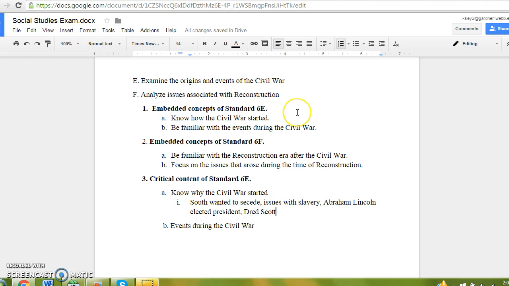For Standard 6E, the embedded concepts are that I should know how the Civil War started, and I should be familiar with the events of the Civil War. The embedded concepts for Standard 6F are that I should be familiar with the Reconstruction era after the Civil War and focus on the issues that arose during the time of Reconstruction.